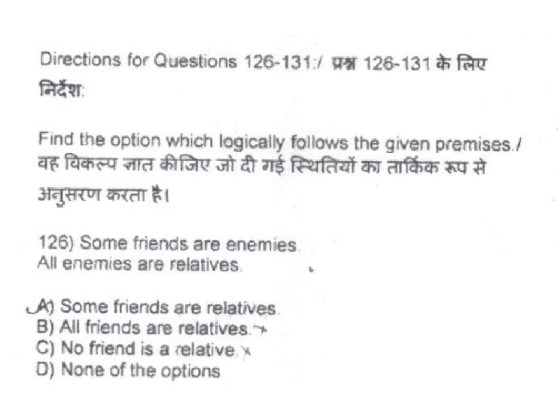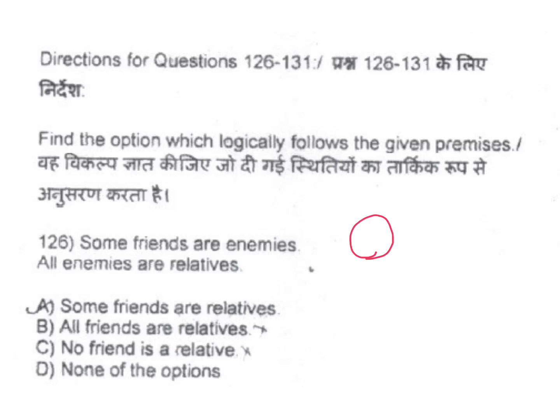Directions for questions 126 to 131. Find the option which logically follows the given premises. Syllogism questions are already discussed. I have already made 4 videos. You can check them from my playlist for syllogisms. Some friends are enemies. All enemies are relatives. Draw the diagram.